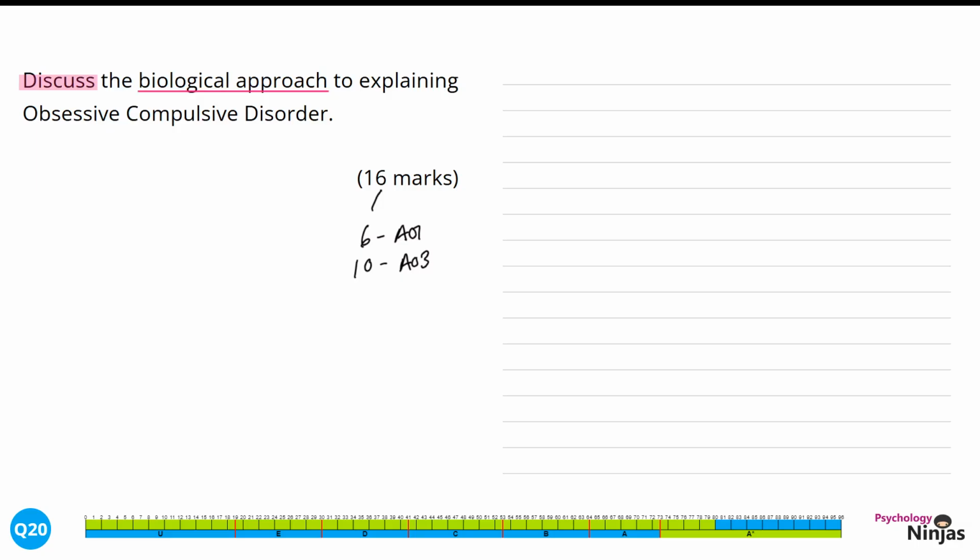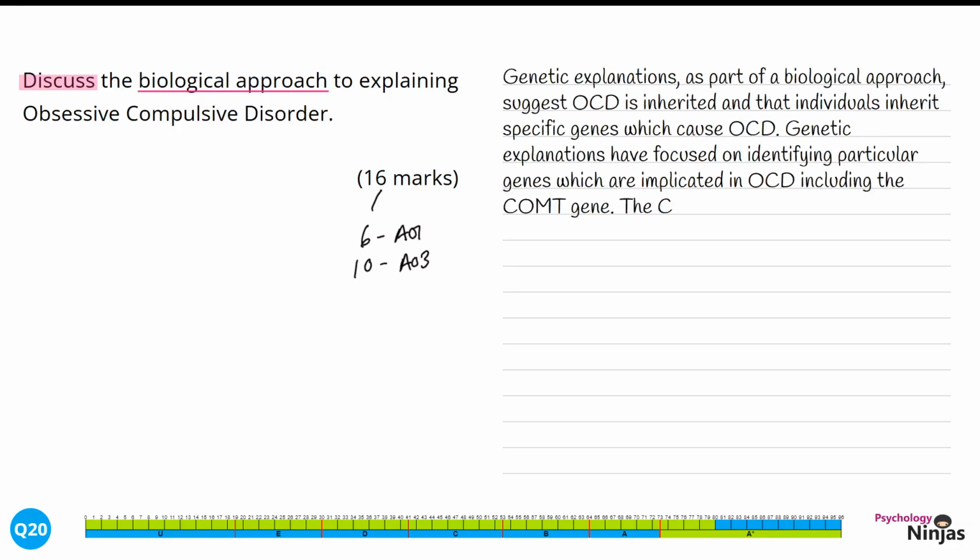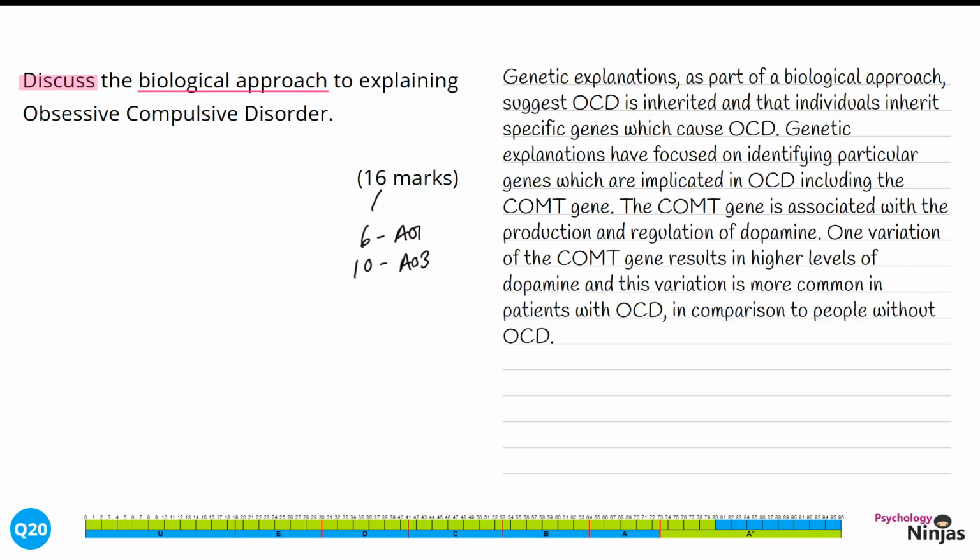We're going to start with our explanation. Genetic explanations as part of a biological approach suggest that OCD is inherited and that individuals inherit specific genes which cause OCD. Genetic explanations have focused on identifying particular genes which are implicated in OCD, including the COMT gene. The COMT gene is associated with the production and regulation of dopamine. One variation of the COMT gene results in higher levels of dopamine, and this variation is more common in patients with OCD in comparison to people without OCD.